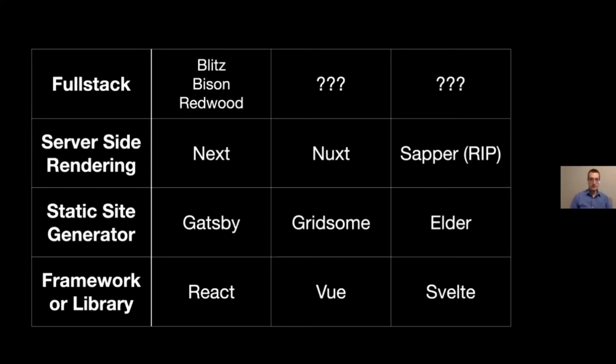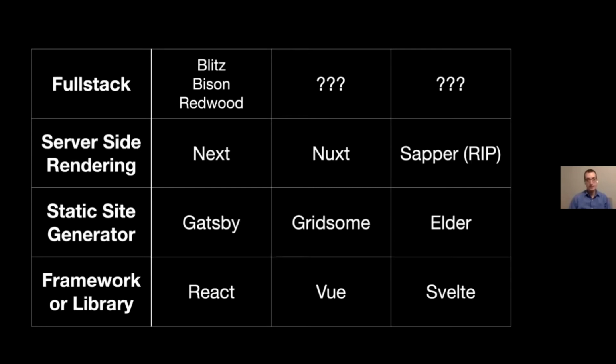So if you want to build a static site, you would use Gatsby or Gridsome or Elder. That would be if you just wanted to create a blog that would be really content heavy. And then you have the server rendering frameworks like Next or Nuxt or Sapper. Sapper has actually been end of lifed very, very recently. So that's why I have the little rest in peace right there. They're transitioning to this thing called Svelte Kit, but that would require an entirely separate talk to explain all that. And then you have your full stack frameworks at top, which is Blitz, Bison, and Redwood.